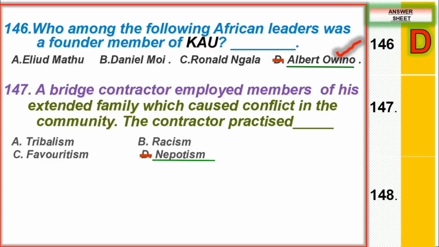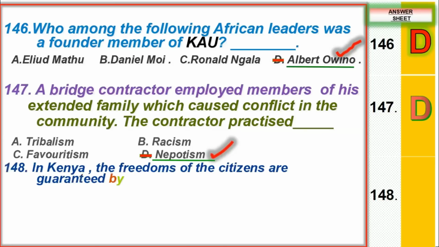Nepotism is favoring your relatives. Racism is favoring people of your own race. If you are an African, you want an African to take that seat instead of another nation, because you want to favor your own African. Tribalism is favoring your own tribe, and favoritism is general. The correct answer should be nepotism.